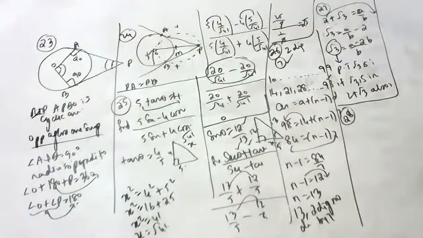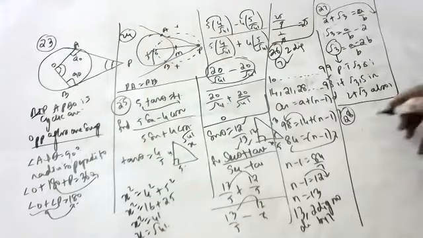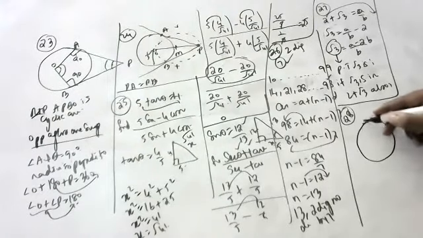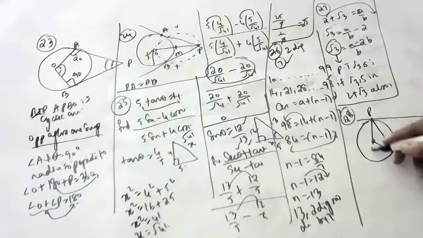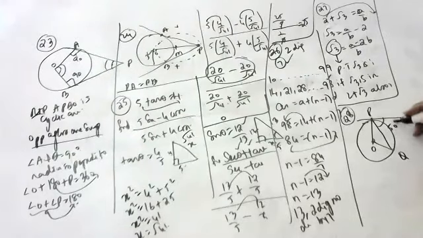Okay, next question. Try to understand, children. Don't just neglect the topic. There is a circle. There is a tangent, like this. So this is P, this is O, this is Q, and this is 50 degrees. This is R. This is the question: find angle POQ. We have to find out this angle.